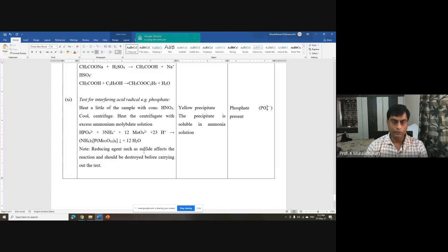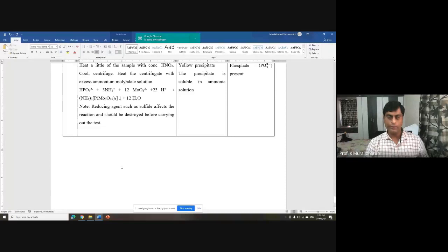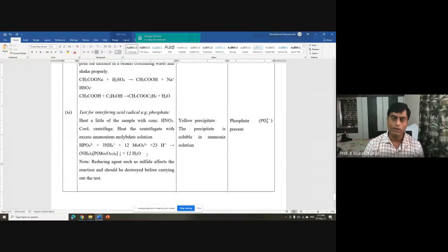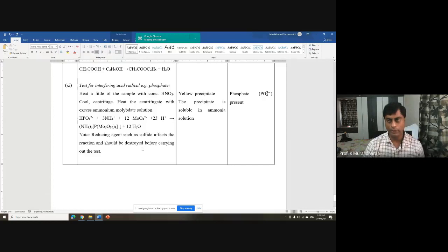Sulfide affects the reaction and should be destroyed before carrying out the test. Okay, I think I did not add how you destroy this. Maybe next class I'll tell you how to destroy it, but sulfide may interfere. Assuming that today's example doesn't have sulfide, you are not going to get an answer for this test today. We don't have phosphate in our sample, but if you have phosphate, you have this compound formed in the reaction.